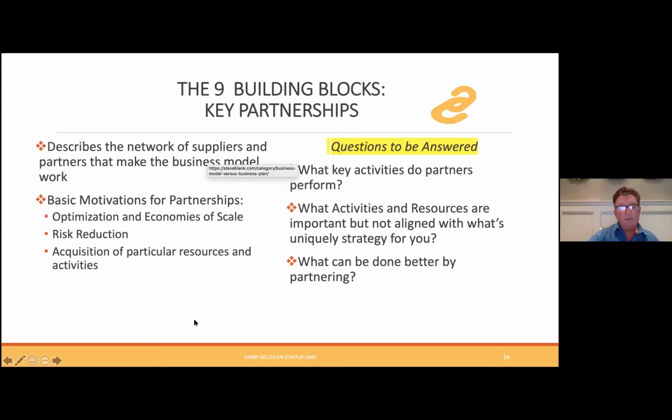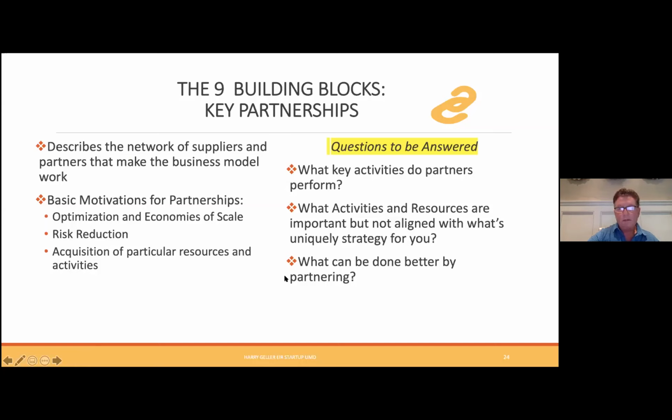Right. So the key partnerships, it's the network of suppliers and partners that make your business model work. As a business founder and owner, your motivation for partnerships would be, how can I get optimization and economies of scale? Or a motivation could be, how do I reduce risk? Or a motivation could be acquisition of particular resources and activities. An example of that would be, if there's a piece of technology out there you may have to license or buy.